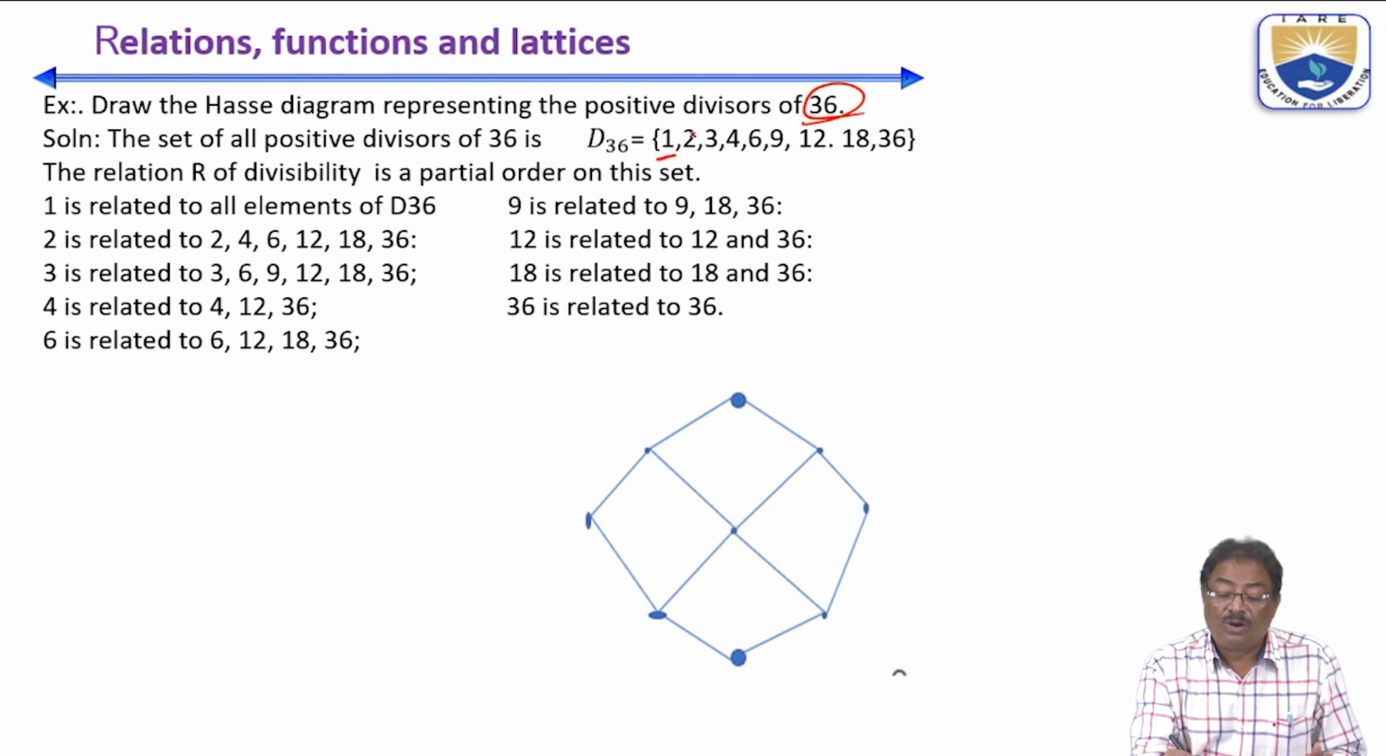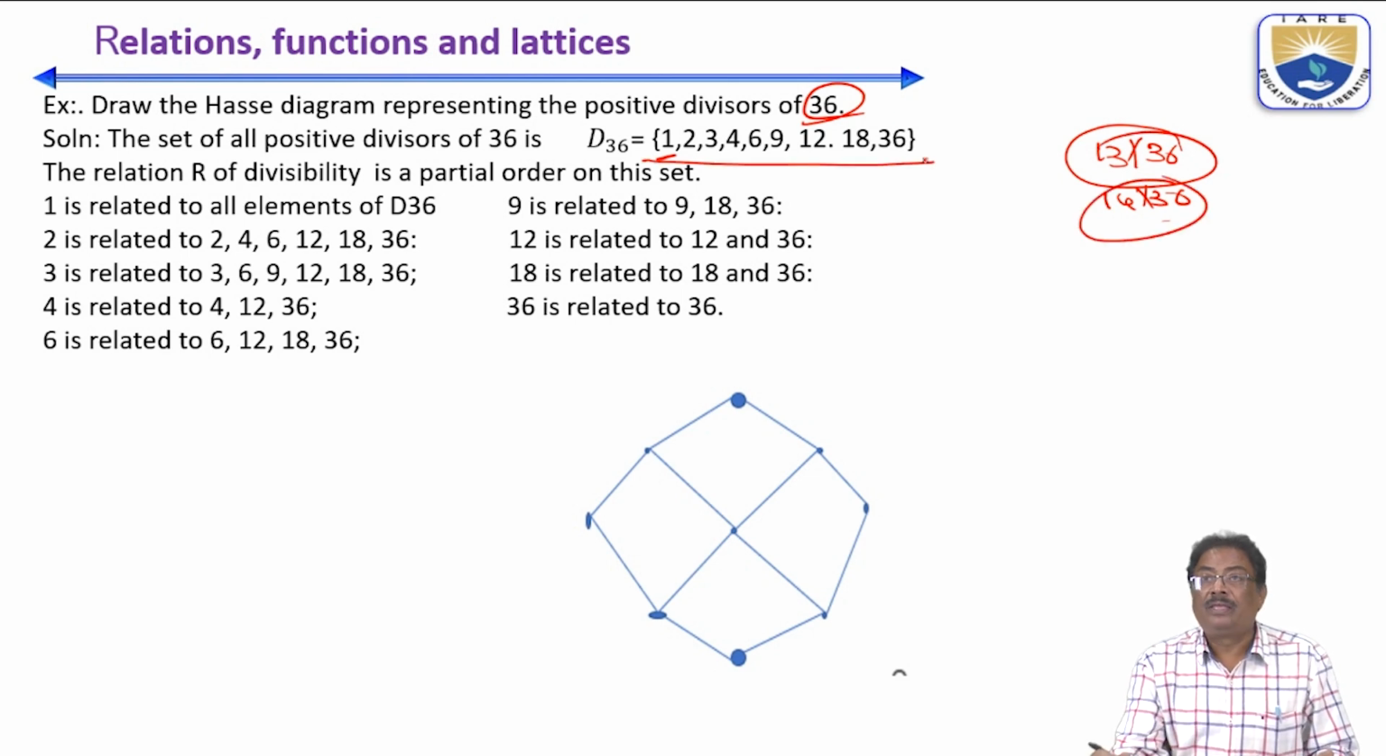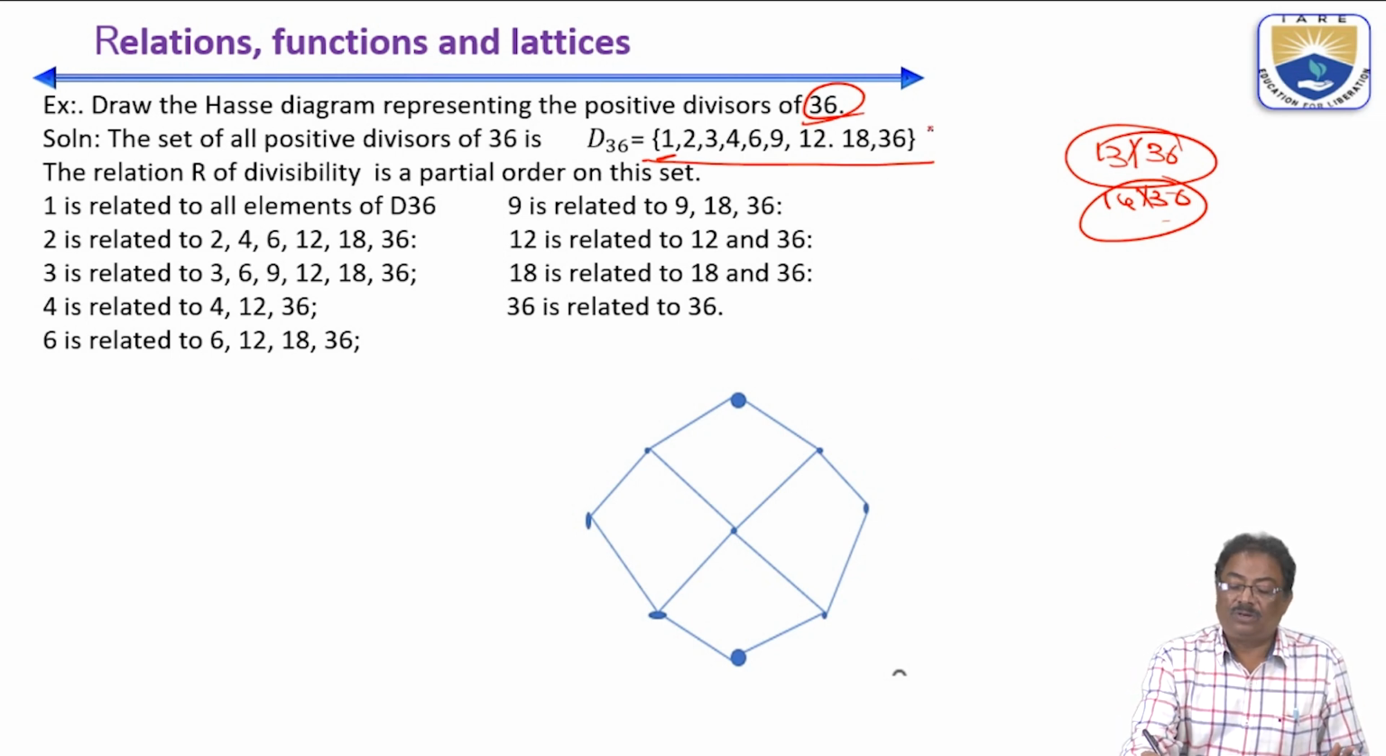36 is consisting of 1, 2 divides 36, 3 divides 36, 4 divides 36, 5 does not divide, so 5 is not there, 6 divides, 7 does not divide, 8 does not divide, 9 divides, 10 does not divide, 11 does not divide, so 10, 11 are not there, 12 will be there, and 13, 14 do not divide 36, so these are not there. So it consists of the positive integers which divide 36, all up to 36 we are going to consider. So it is the set.